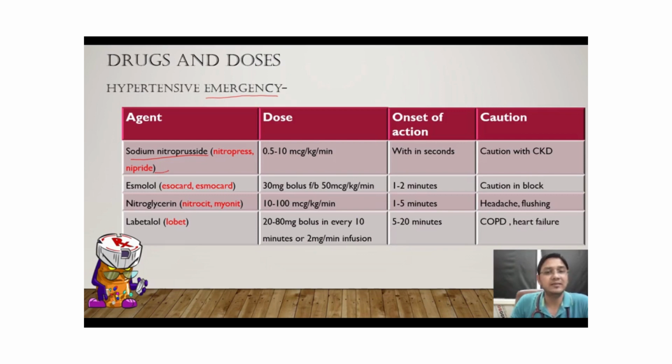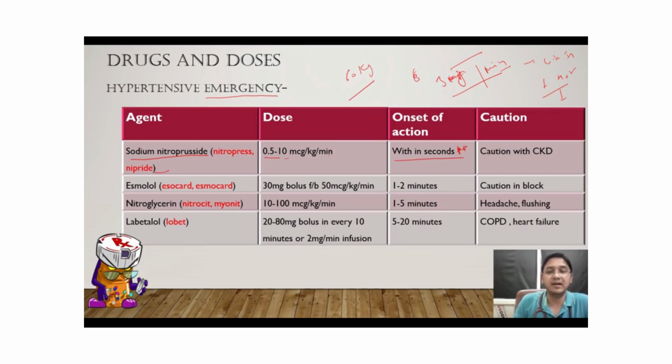It is available in the IV form, and we have to start with 0.5 to 10 microgram per kg per minute. Let's say the patient came to you with a weight of 60 kg. So how are we going to start? We will start the infusion at 3 milligram per minute, right? We will start with the lower doses. If the response is not there within 1 hour or within 30 minutes, we can increase the dose up to 10 microgram per kg per minute, right? Onset of action is within seconds. So this is what we ideally require.